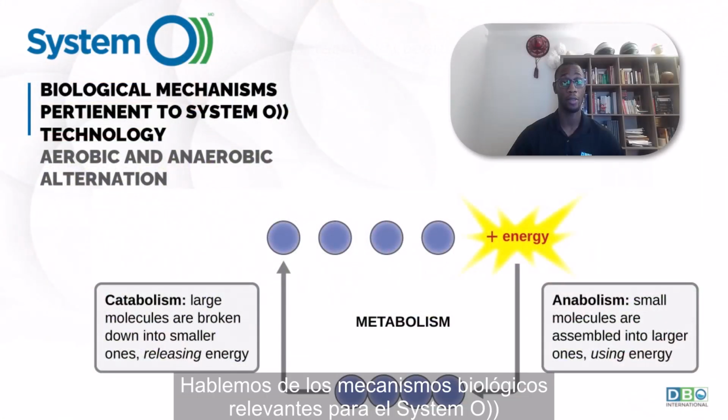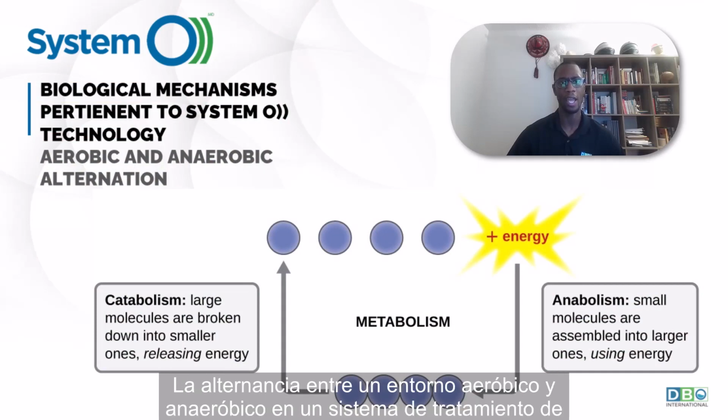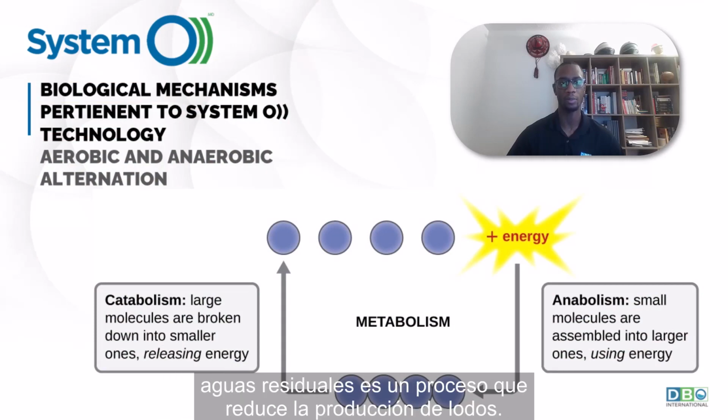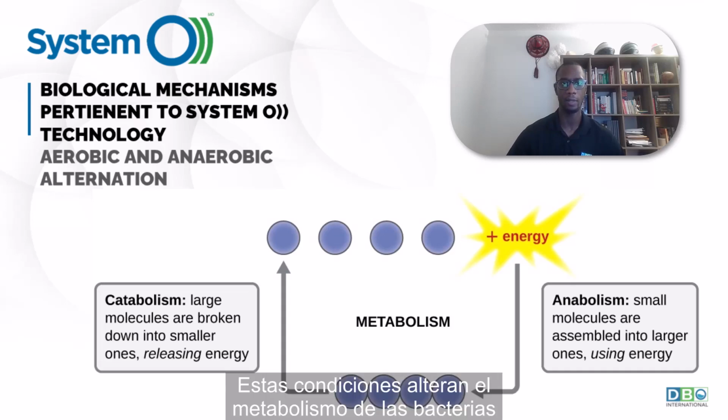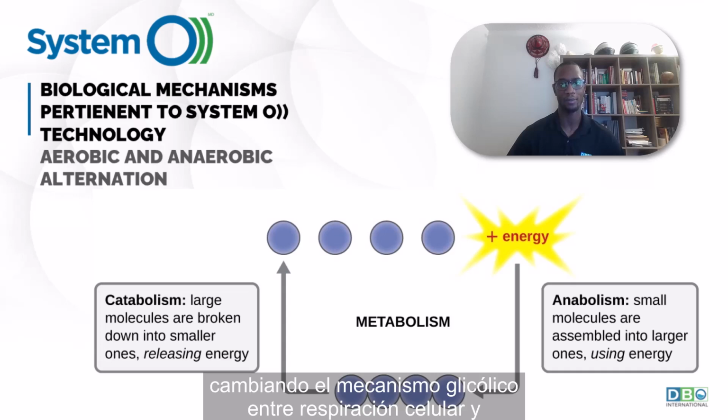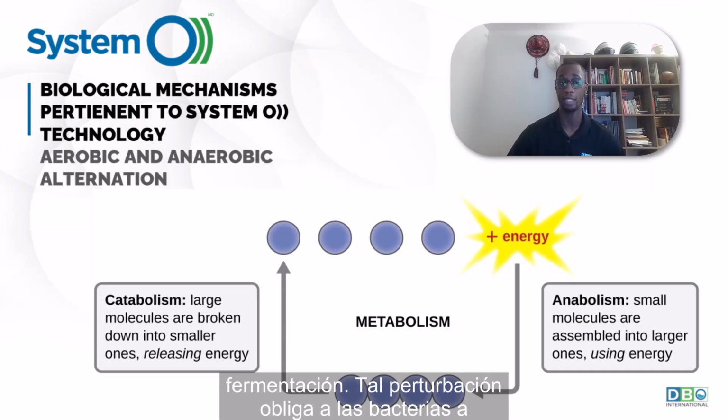Now, let's talk about the biological mechanism. The alternation between aerobic and anaerobic conditions as a part of wastewater treatment systems is a mechanism commonly used as a procedure to reduce the production of septic sludge. These conditions upset the metabolism of bacteria by changing the mechanism of glycolysis between cellular respiration and fermentation.